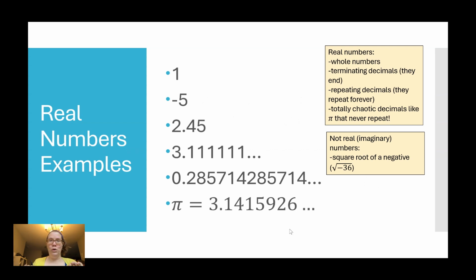These are all real numbers: whole numbers, negative numbers, a decimal that ends, a decimal that repeats, a decimal that has a long repeat, even pi, which is an irrational number, and the decimal never repeats and never ends. It's still a real number. The imaginary numbers we are familiar with are mostly like square roots of negatives. So, like the square root of negative 36 is not a real number, that's imaginary.